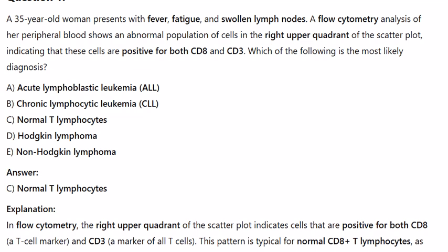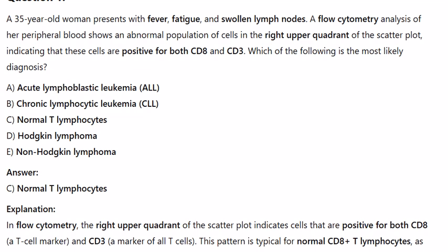A flow cytometry analysis of her peripheral blood shows an abnormal population of cells in the right upper quadrant of the scatter plot, indicating that these cells are positive for both CD8 and CD3. Which of the following is the most likely diagnosis?